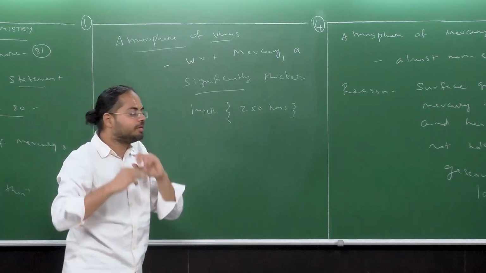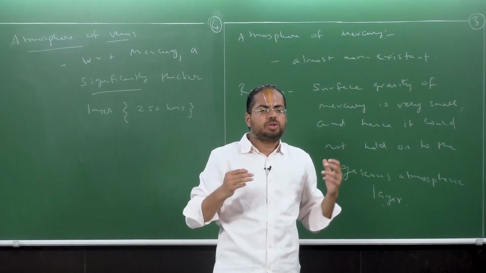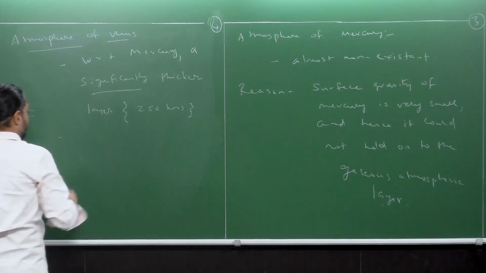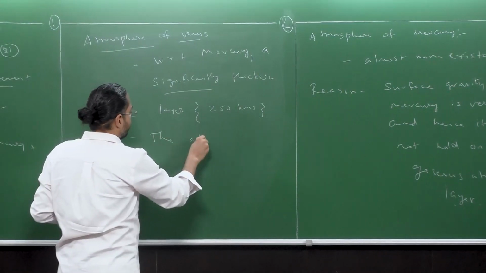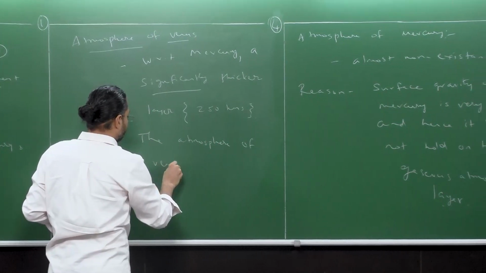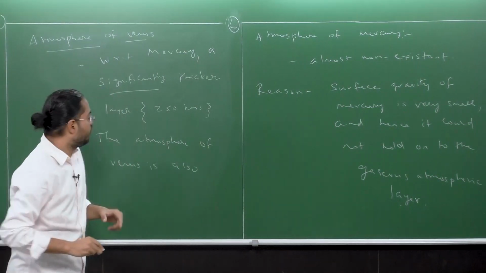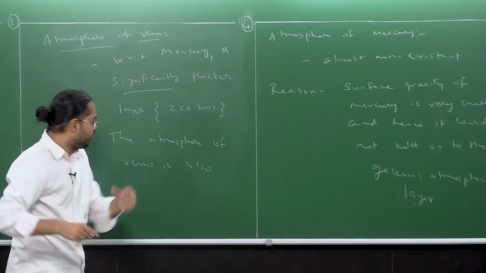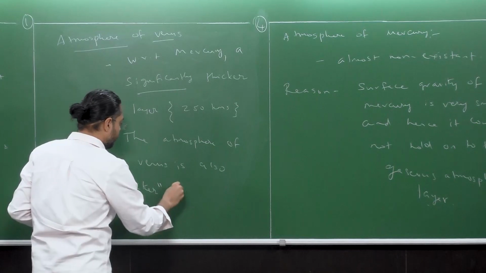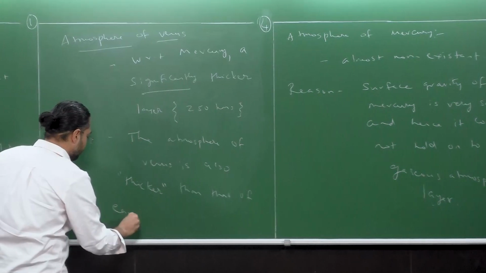Now, what is fascinating is that Venus is, of course, bigger than Mercury, but why should this be so prominent? In fact, I must also tell you that the atmosphere of Venus is also thicker than that of the Earth itself, not by much, but by some amount.